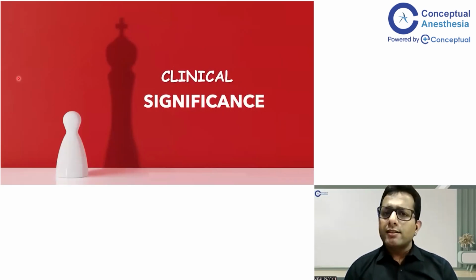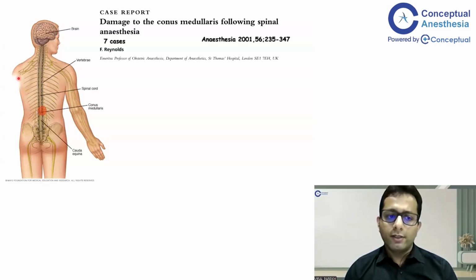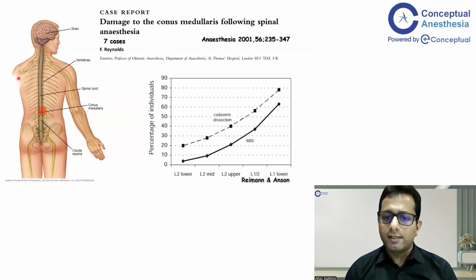So what is the significance or clinical application of all these studies? All of us know that the spinal cord usually ends in the conus medullaris at the level of the L1 vertebral body. This was a cadaveric study performed in 7 cases, and they identified damage to the conus medullaris following spinal anesthesia.